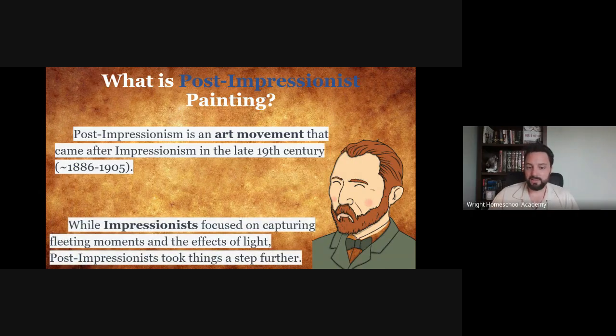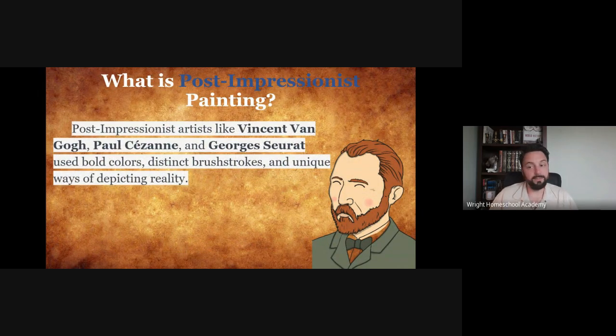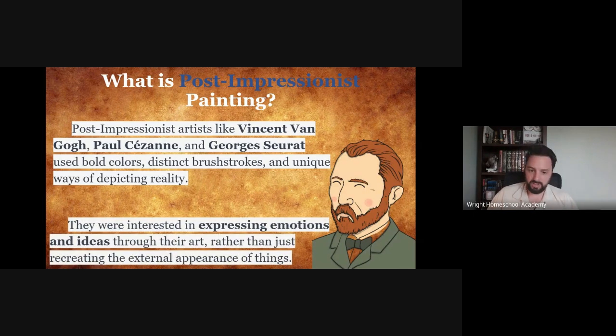While Impressionists focused on capturing fleeting moments and the effects of light, post-Impressionists took things a step further. Post-Impressionist artists like Vincent van Gogh, Paul Cézanne, and Georges Seurat used bold colors, distinct brushstrokes, and unique ways of depicting reality, sort of in the way that I just described. They were interested in expressing emotions and ideas through their art rather than just recreating the external appearance of things. So the art is speaking to you.